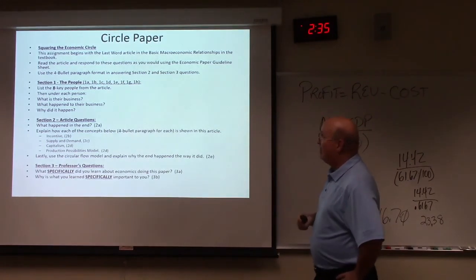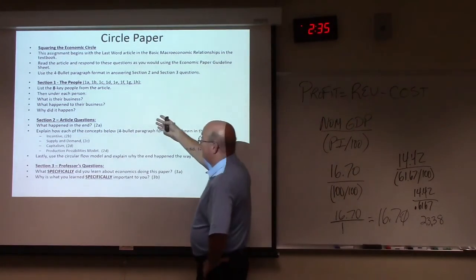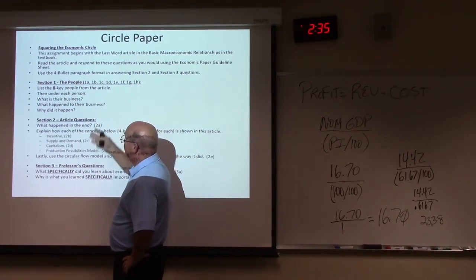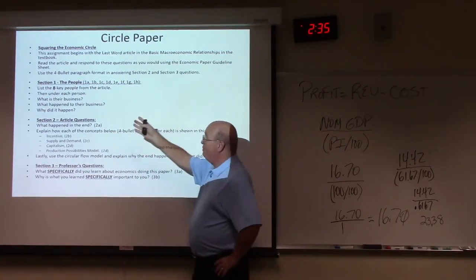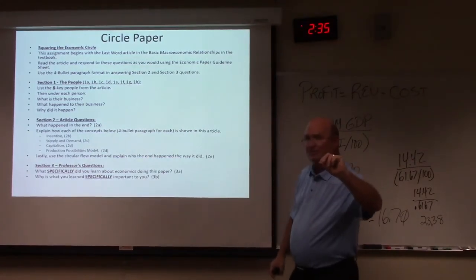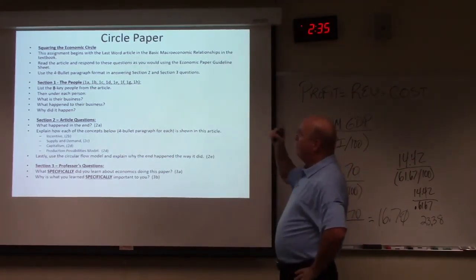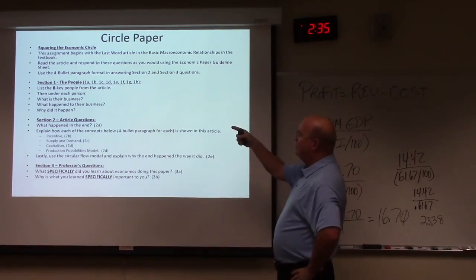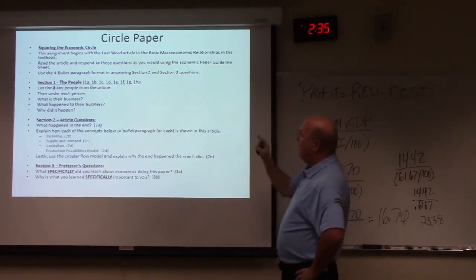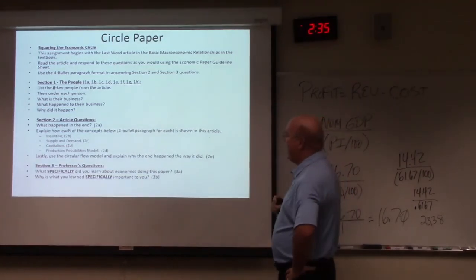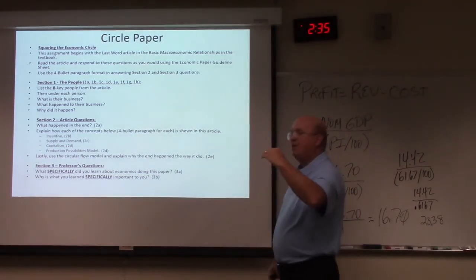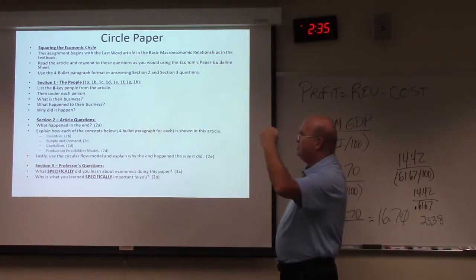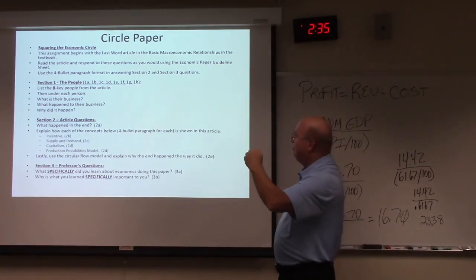Use the 4-bullet paragraph format. Remember, section 1, 8 key facts. Now this one's a little different because there are 8 people. So for each of these 8, you want to go ahead and put the person's name. Then under the person's name, what's their business? What happened to their business? Why did it happen? So you're going to have 8 of those 3 things: the name and business, what happened, and why did it happen.